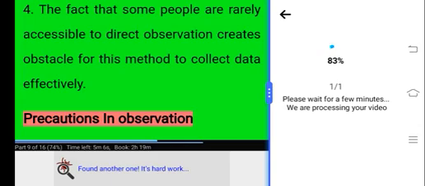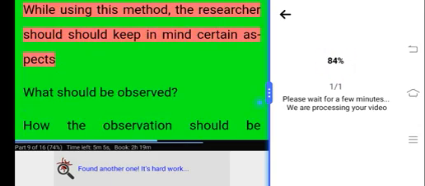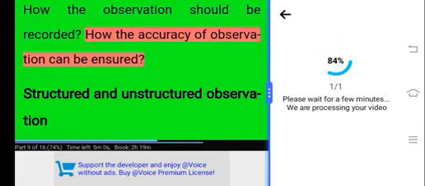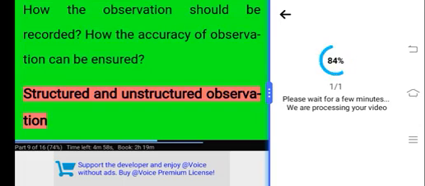Precautions in observation. While using this method, the researcher should keep in mind certain aspects. What should be observed? How the observation should be recorded? How the accuracy of observation can be ensured? Structured and unstructured observation.